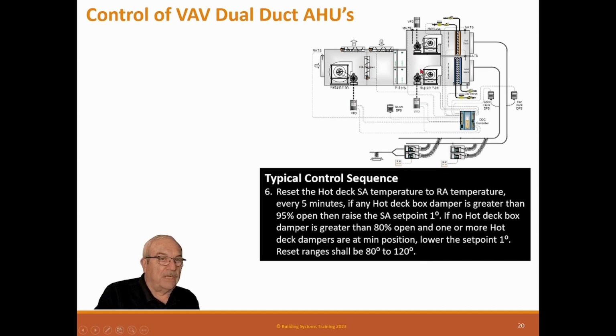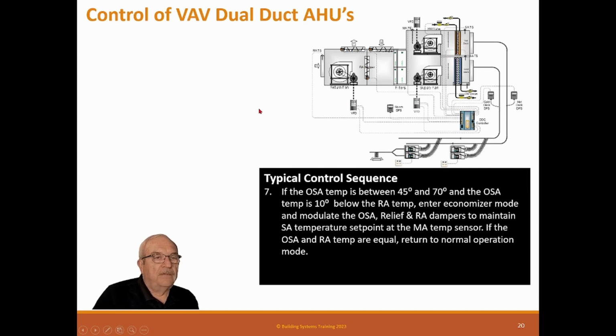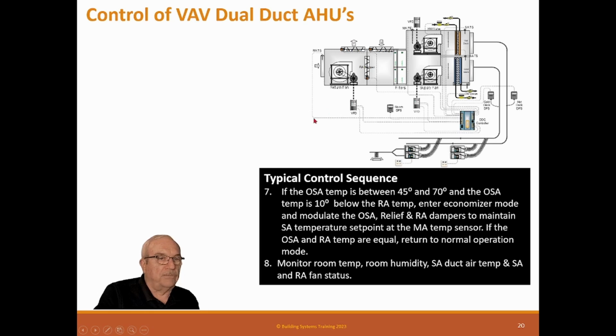We're trying to make this unit economize by using the heat of the plenum air, the return air, or room air, so we can use some of that free heat up here if we keep this at return air temperature. And then if we need to trim it up a little bit, we can turn on the coil to trim it up a little bit. If the outside air temperature is between 45 and 70, and the outside air temperature is 10 degrees below return air temperature, enter the economizer mode. So we're going to do that same thing we did with the other air handler. We're going to run an economizer mode. If the outside air and return air come close, then we're going to turn it off and go back to regular air.